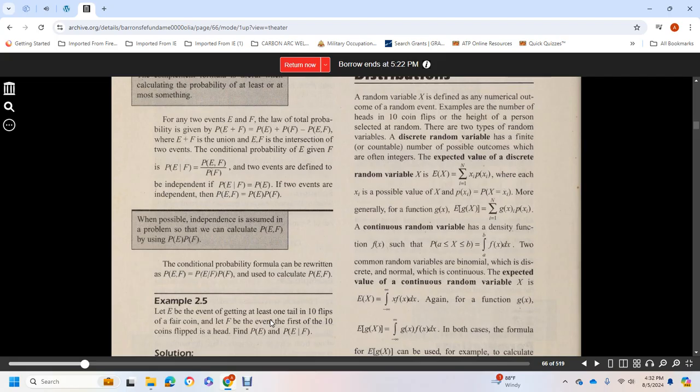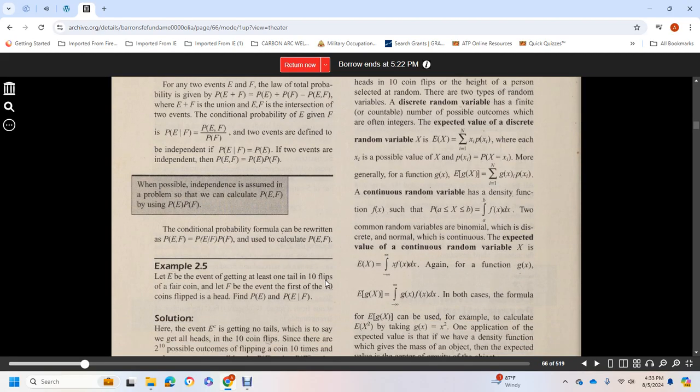When possible, independence is assumed in probability problems, so that we calculate the probability of events 1 and 2 by using probability of event 1 times probability of event 2. The multiplication rule is written as probability of E and F equal to the probability of E given F times the probability of F. Use this to calculate the probability of the first and second events.